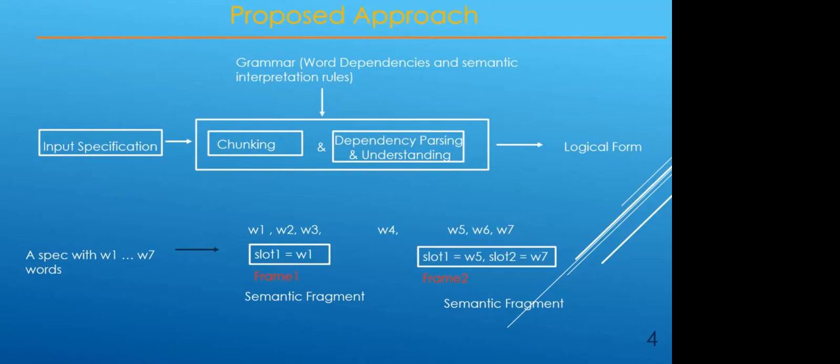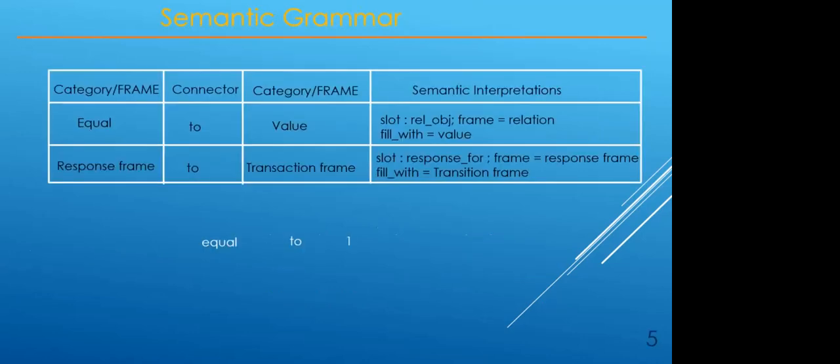As shown in the specification here, the specification consists of words from W1 to W7, and it consists of two semantic frames, frame 1 and frame 2, that are connected incrementally, and the overall specification is understood. We have created a semantic grammar for the hardware verification domain. The semantic grammar describes when and how frames and slots are filled.